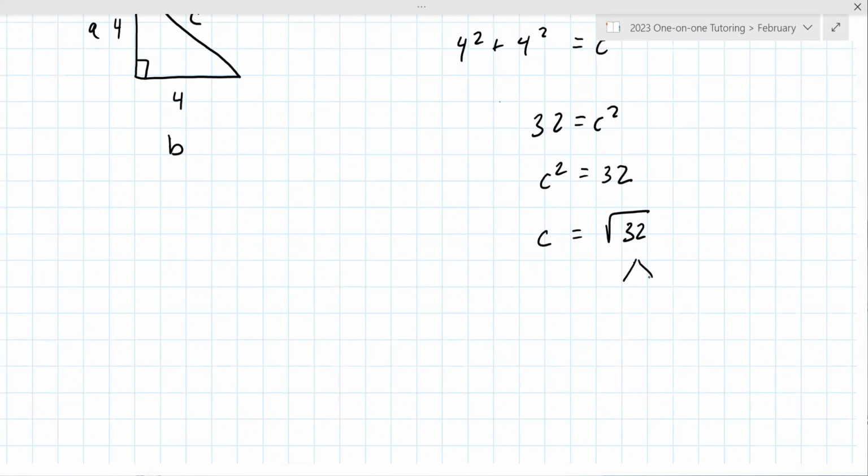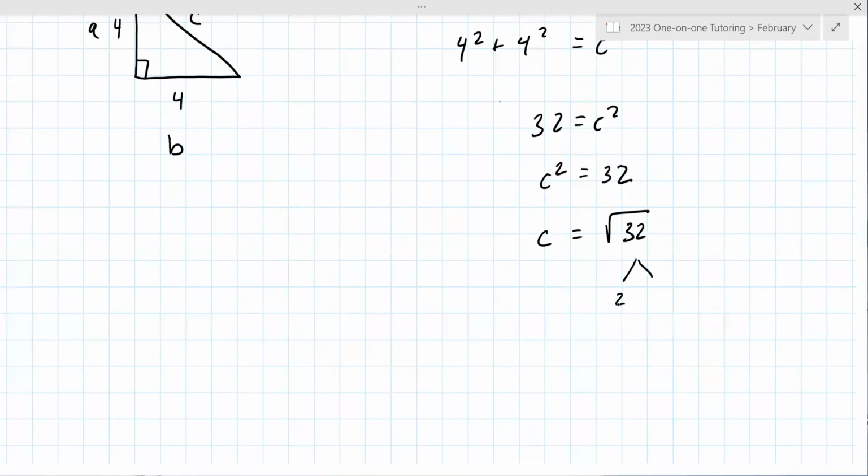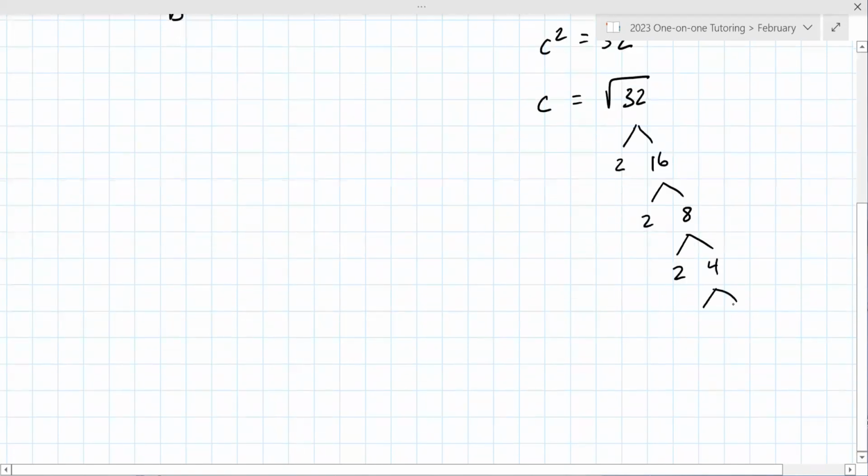Factor tree. That's right. So you start with 2. 2 times what number gets you to 32? Okay, 16. And then you try 2 again, 2 and 8. Good. Then 2 and 4. Good. And then 2 and 2.